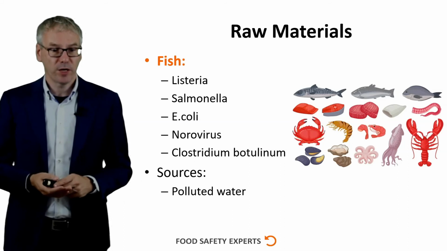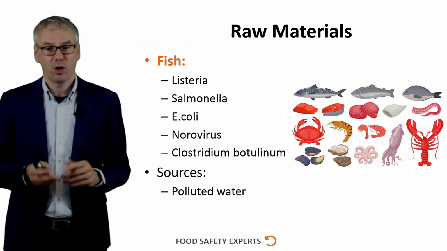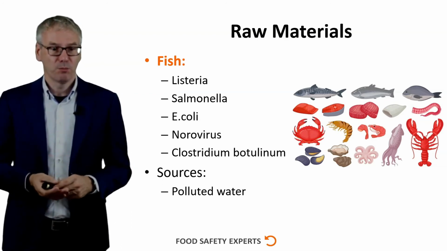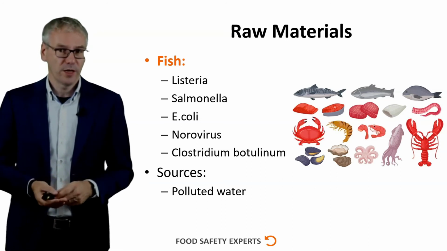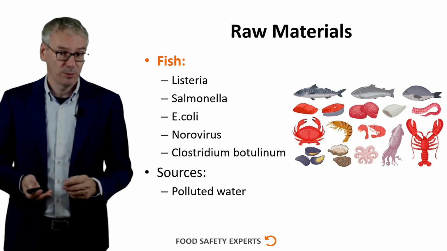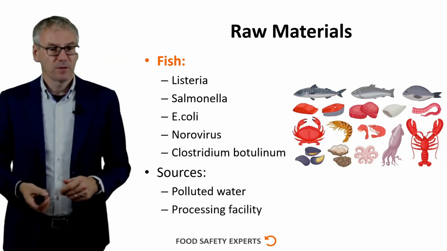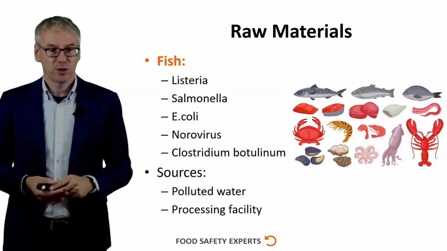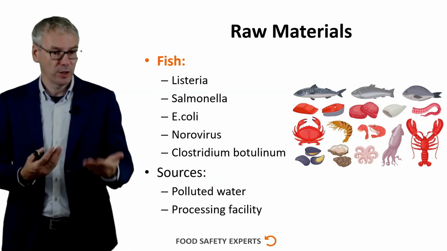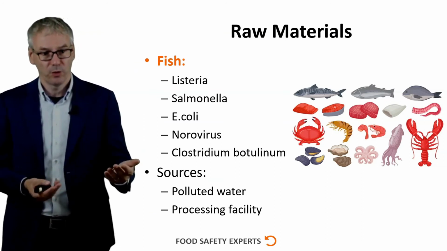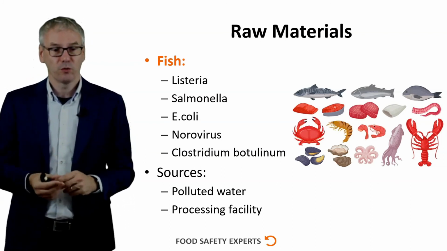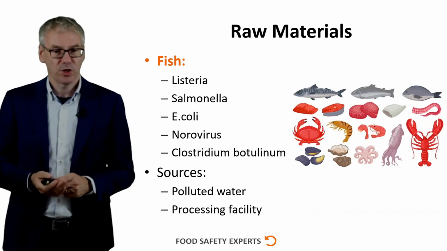We see that especially some clams, for example, are prone to this because they filter a lot of water and therefore pick up those viruses much more easily. So polluted water is one of the major sources for these bacteria and the norovirus to end up in fish products. But again, the second source is the fish processing facility, because if these bacteria enter a processing facility through the raw material, they might stay there and harbor in some places and actually be a source of contamination from within the production facility.